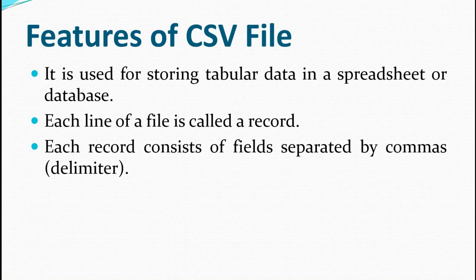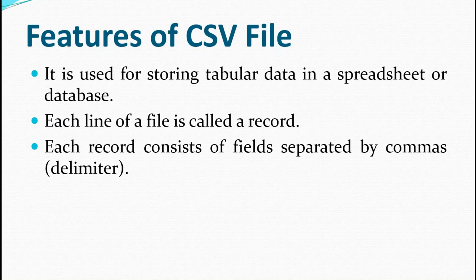Now, features of CSV files. It is used for storing tabular data in a spreadsheet manner or database. Meaning in a spreadsheet or any kind of database we can store data in a tabular manner. Each line of a file is called a record. As you know, a file is a collection of records. Then how are records generated? When we write multiple fields. So a group of fields makes a record.